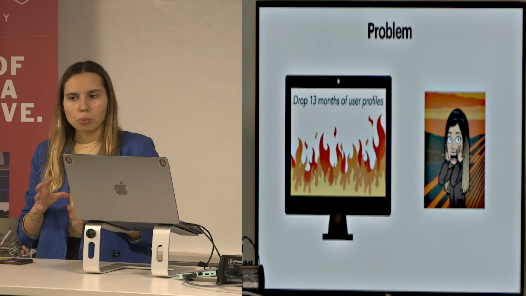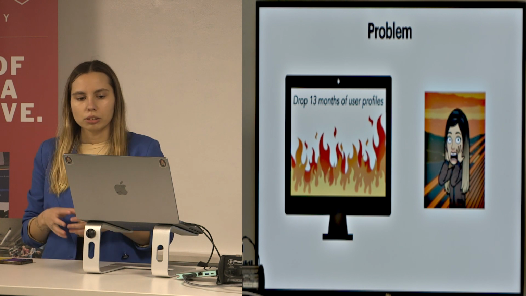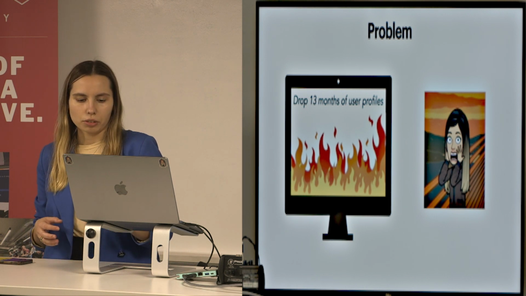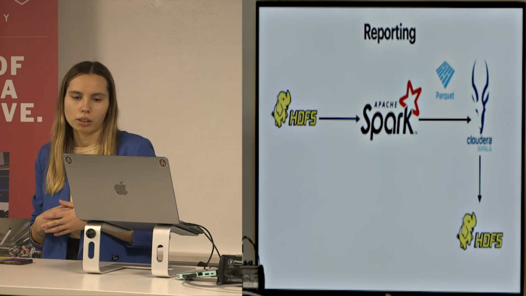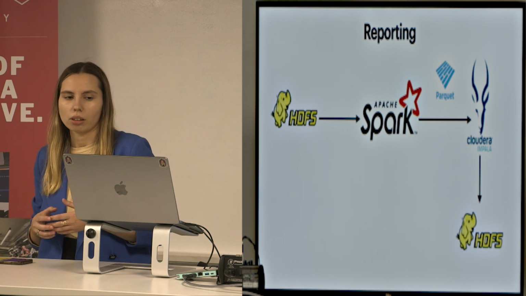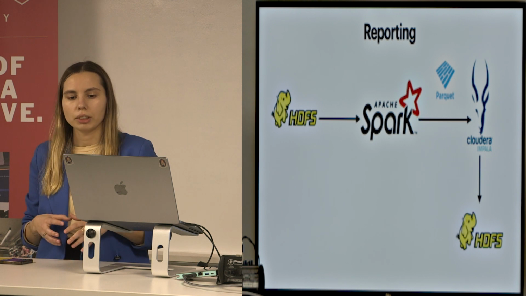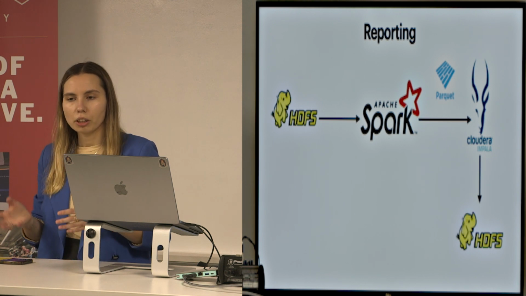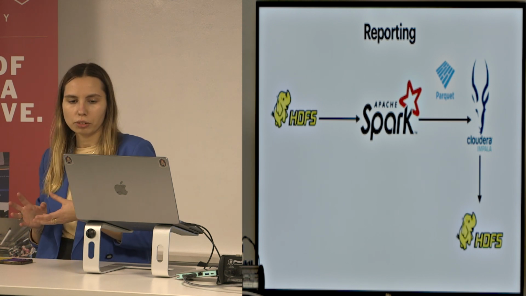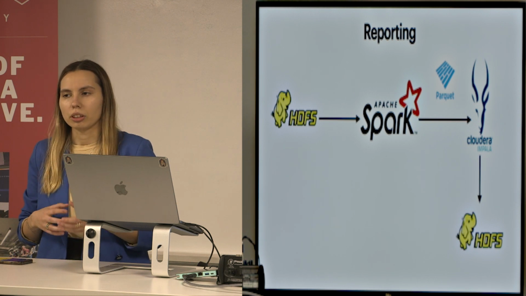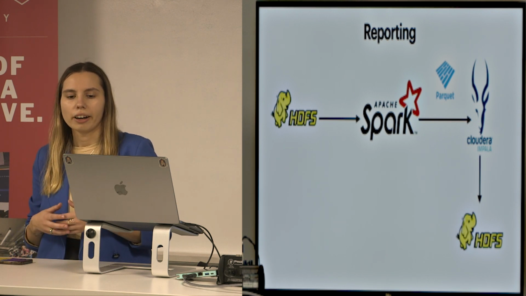This is not the most critical pipeline, but it's still quite widely used by different teams. The way that pipeline is built is that we grab some data from HDFS, we have a Spark job, and we deliver the data in Parquet format to another HDFS, which is basically the background behind Impala.